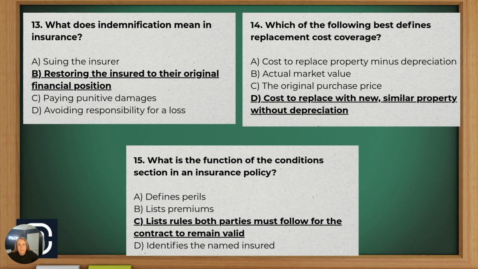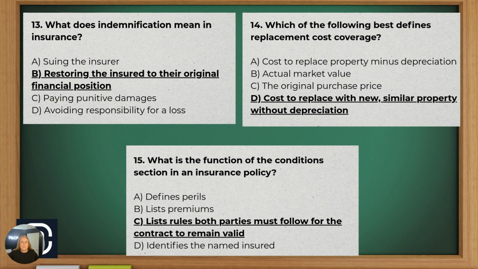All right, question number 13, moving right along here. Number 13, indemnification. This is sort of the underlying principle of insurance. Why do we get insurance? We get insurance for the insurance company to pay us in the event of a loss. So indemnification means restoring the insured to their same original financial position.